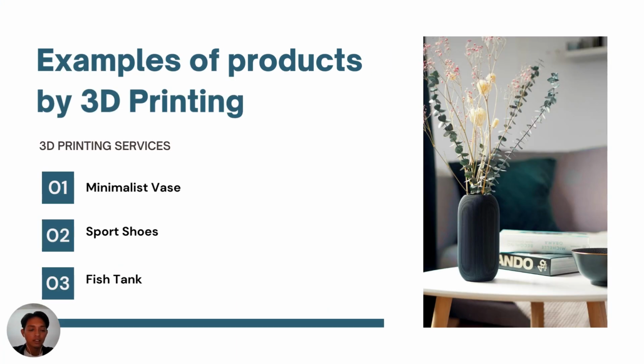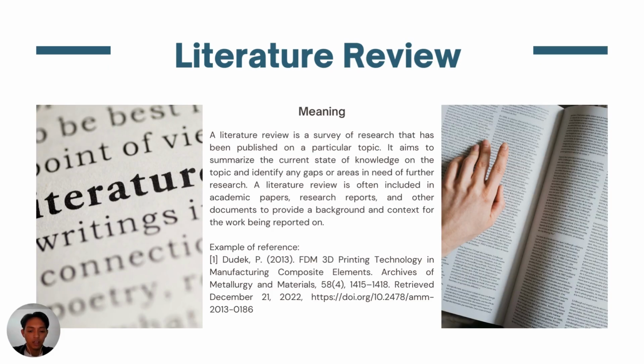And then next is the example of products of 3D printing. An example is the minimalist vase, as you can see in the pictures on the side. And then sport shoes and fish tanks.